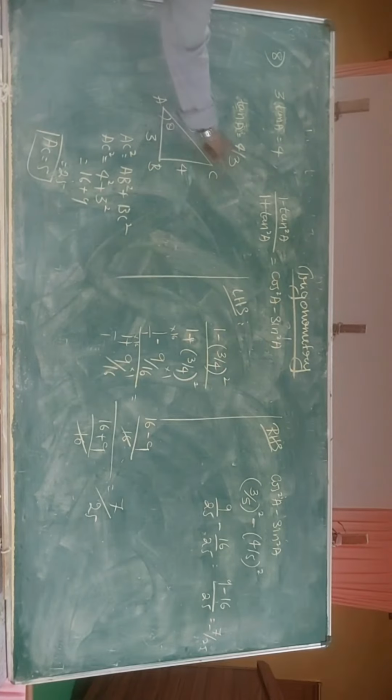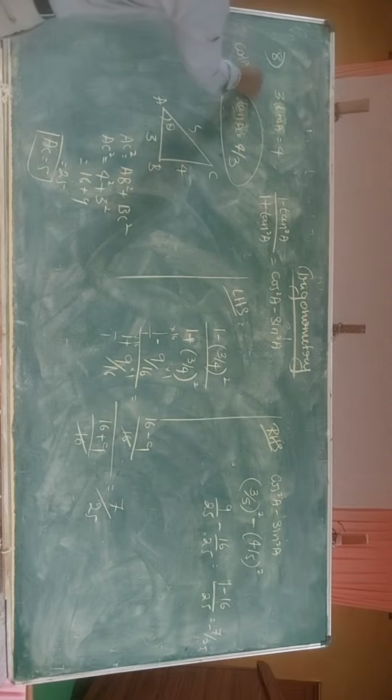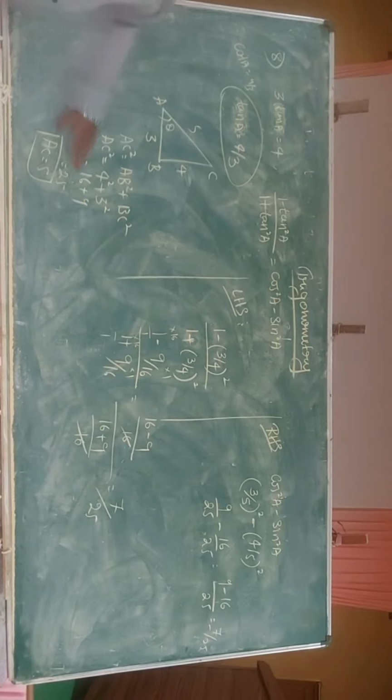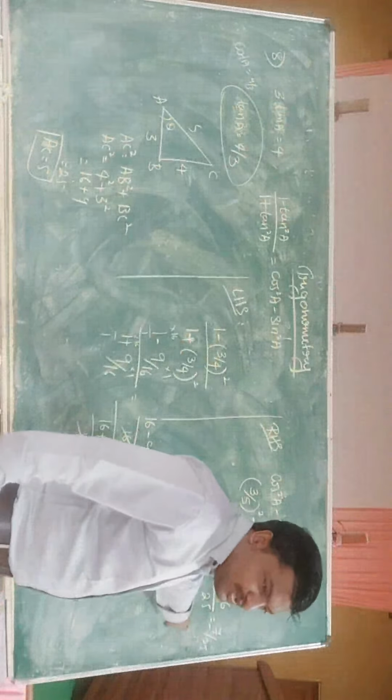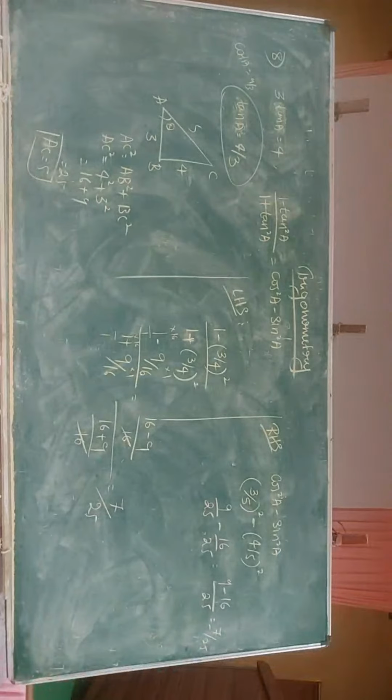Instead of tan you can take cot A. You can try it in your home, not here. You will get the same answer, but you will not get negative here. You will get positive. LHS is equal to RHS. Note down with the cot, not tan.